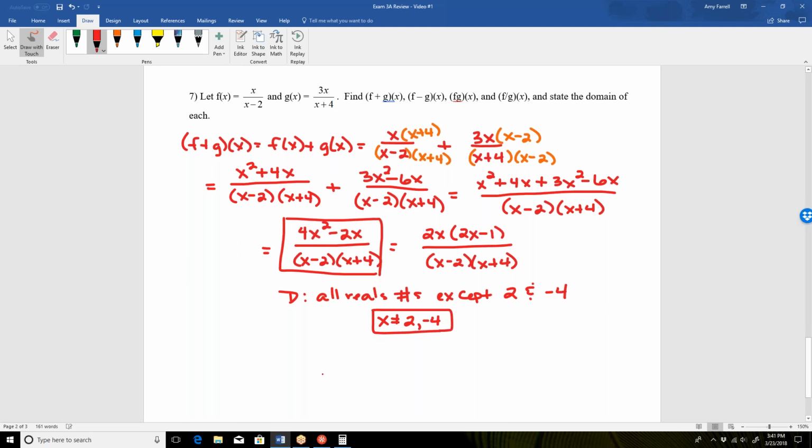Sometimes your instructor might want you to put it in interval notation, although it won't specify that on the test. However your instructor likes you to do it, I usually just write x cannot equal. So I mean all real numbers except for 2 and negative 4.